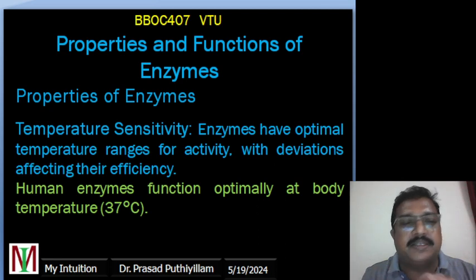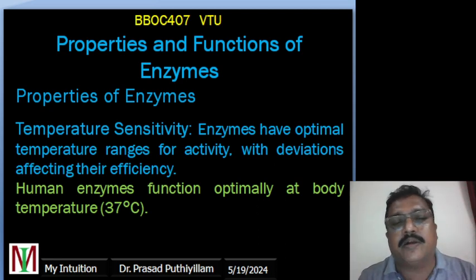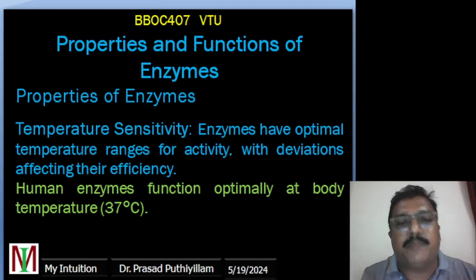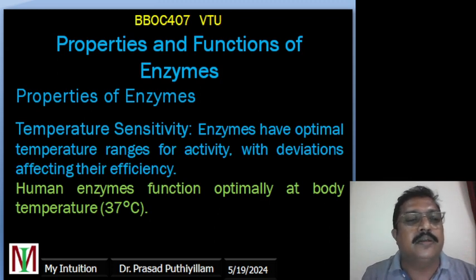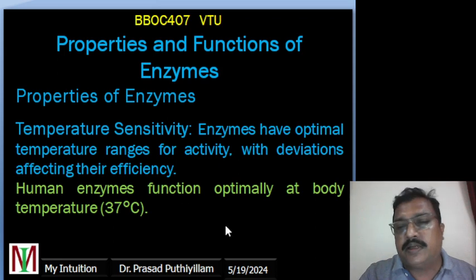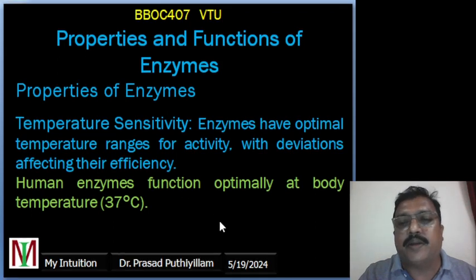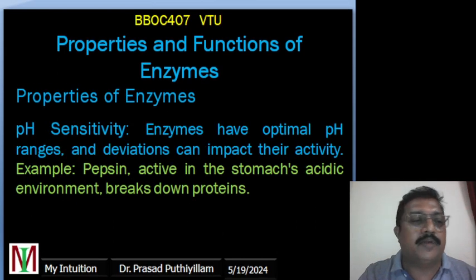Usually the enzymes in the human body have an optimum functioning temperature of 37 degrees Celsius. If it gets too hot or too cold, they will not work as efficiently as they have to. That is, temperature is also a very important property when we discuss enzymes.